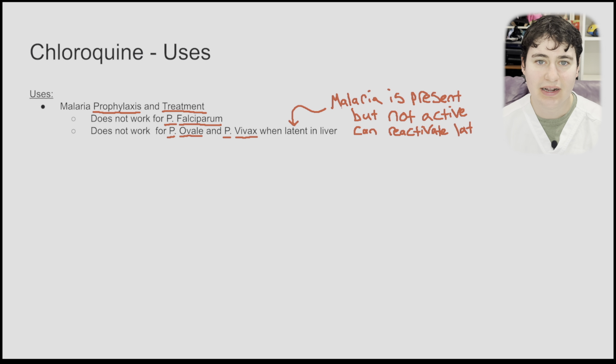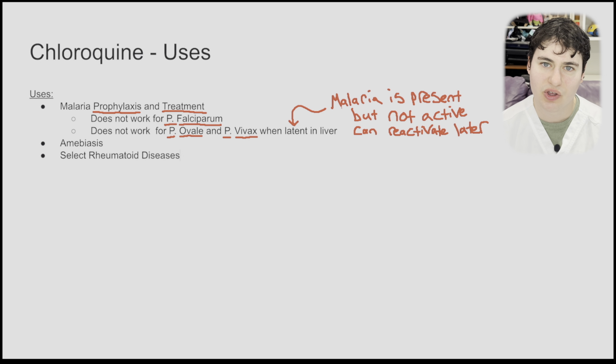Now, chloroquine does have some other uses that aren't the main focus, but I think they should be mentioned. One is for amoebiasis, and the other is for rheumatologic autoimmune conditions. And that could be like lupus or rheumatoid arthritis, or some other ones too.